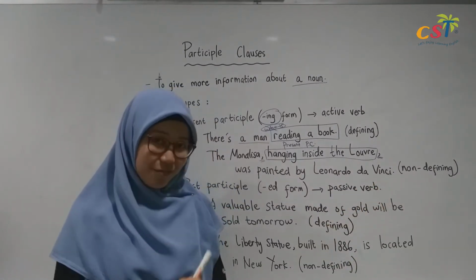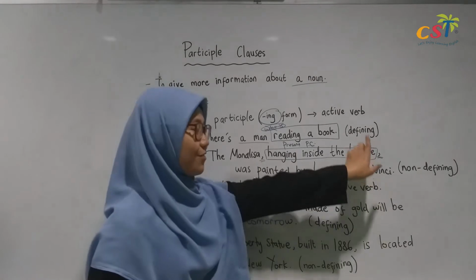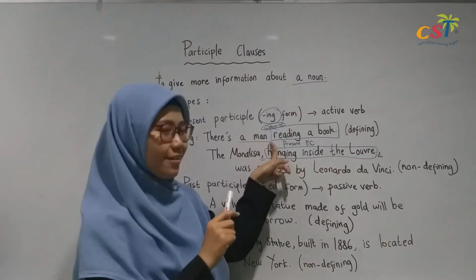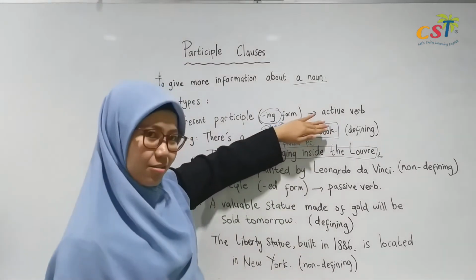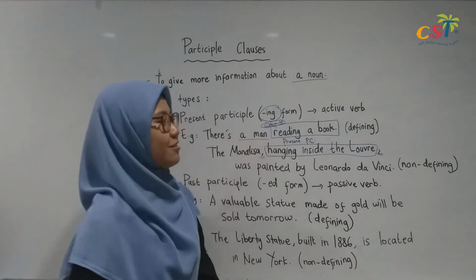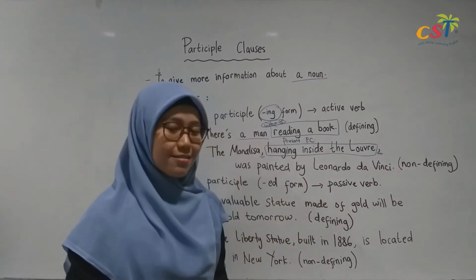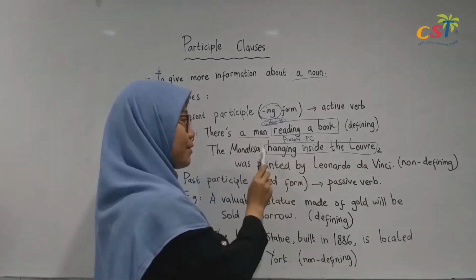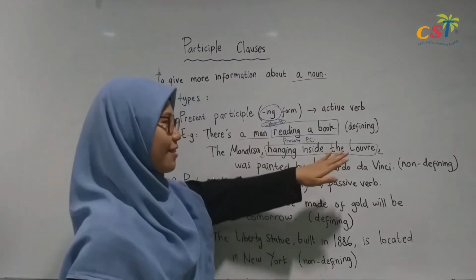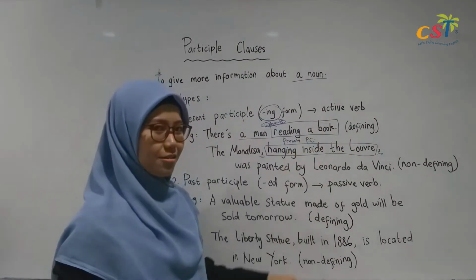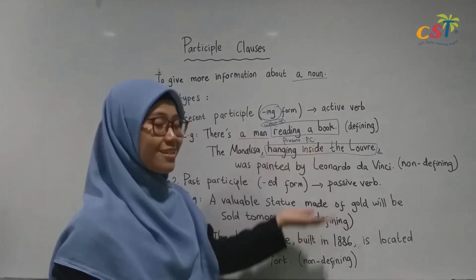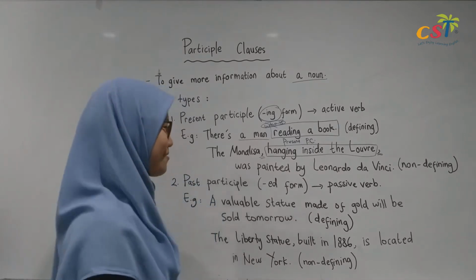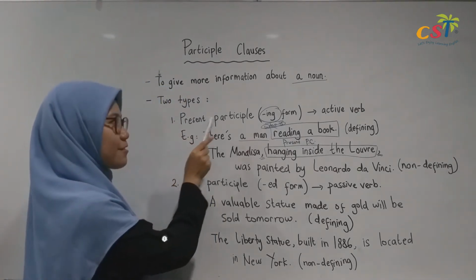So you get the difference, right? Remember, if it is the defining one, there is no comma and you cannot delete the clause. However, if it is a non-defining clause, there will be two commas before and after the clause, and you can delete the clause because even though you delete it, the sentence still gives you clear information. Alright, next, this is for the present participle.